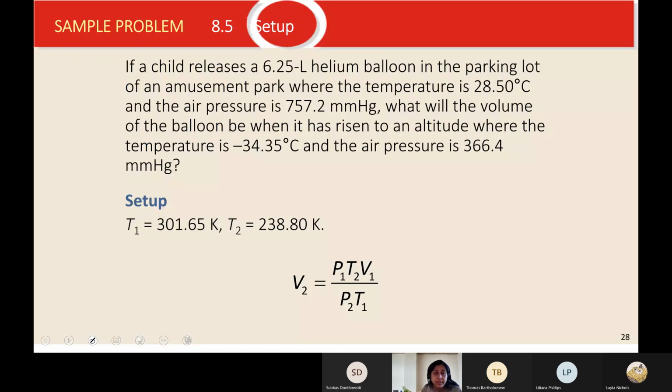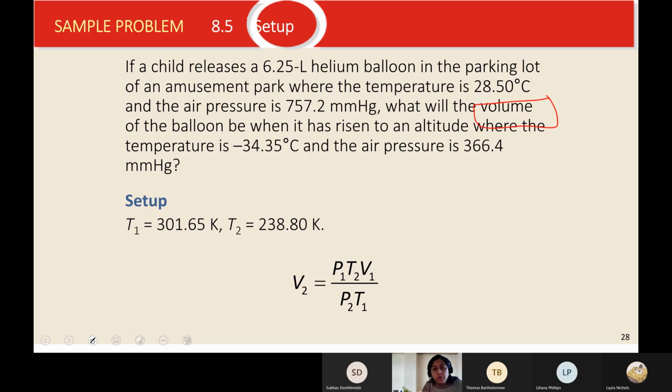Now look at this problem. If a child releases a 6.25 liter helium balloon in the parking lot of an amusement park where the temperature is 28.50 degrees Celsius and the air pressure is 757.2 millimeters of mercury, what will the volume of the balloon be when it has risen to an altitude where the temperature is negative 34.35 degrees Celsius and the air pressure is 366.4 millimeters of mercury? Okay, we are looking for a volume.